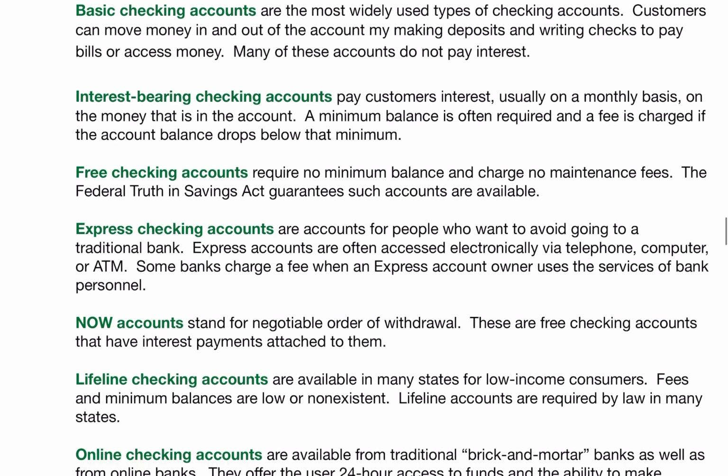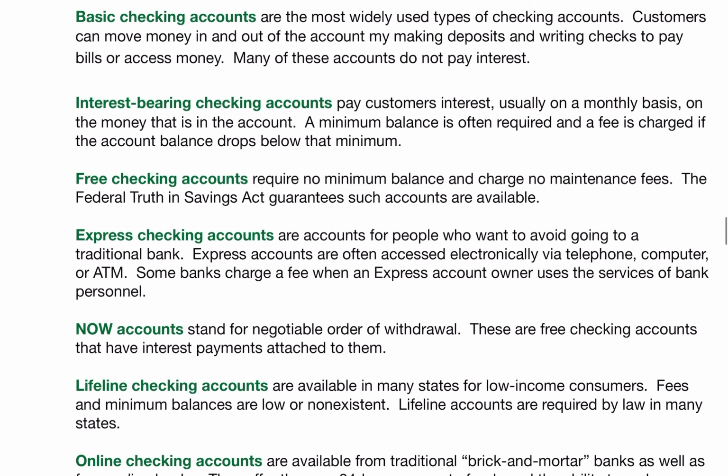But to just give you a flavor for the types of accounts that are available, there are basic checking accounts. These are the most popular. There's nothing interesting about these accounts. You can move money in and out of the account, you can make deposits, you can write checks, but it doesn't pay interest. So it's just a basic functional type of account.